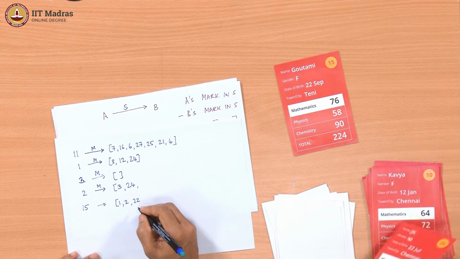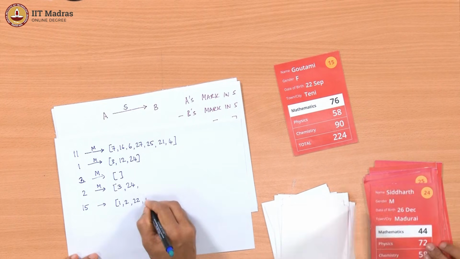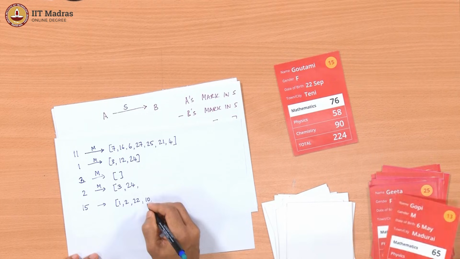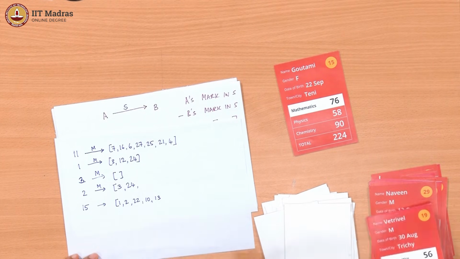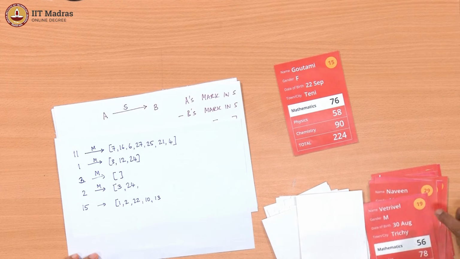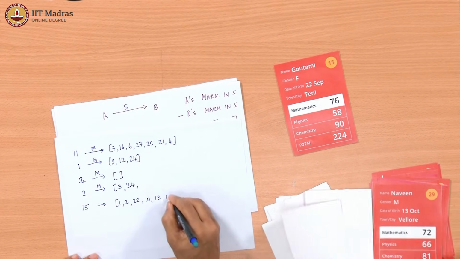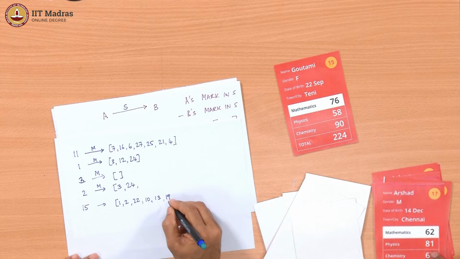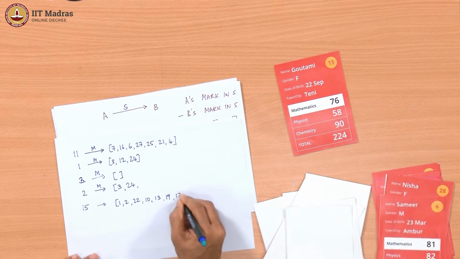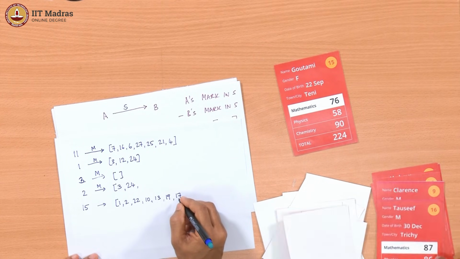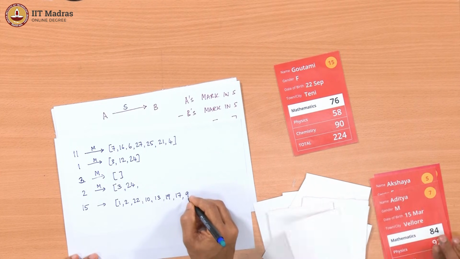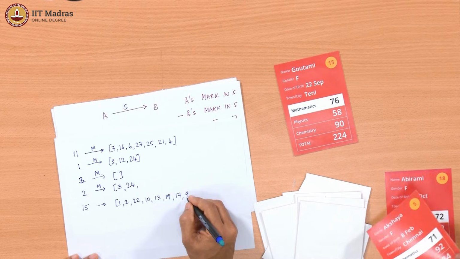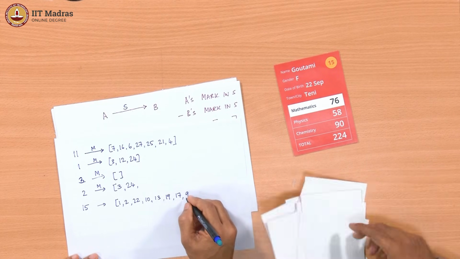Okay. 10. Okay. 13. 13. What is that one? 81. Okay. 19. 56, 19. 17. 17. 9. That's it. That's it. Okay.